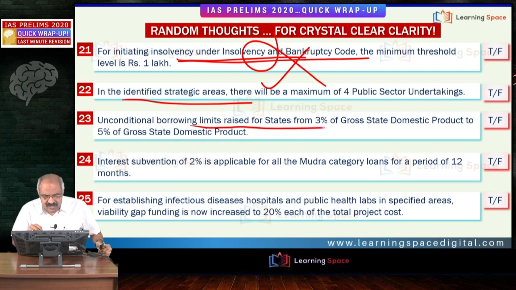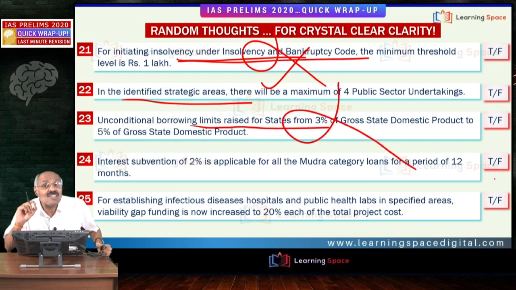Then, unconditional borrowing limits raised for states. This is absolutely wrong. Unconditional borrowing is raised from 3 to 3.5% of gross state domestic product. But beyond that, there are several conditions attached, certain reforms, electricity reforms, one nation one ration card, like that. So up to 3.5%, this is untied, or you can say there are no strings attached. Beyond that, there are conditions. Once they satisfy the conditions, beyond 4.5%, they can borrow up to 5%. Or you can say, beyond 4.5%, it is again untied. Or beyond 3.5%, 4 types of reforms are to be incorporated. They facilitate states to borrow 0.25 extra, something like that. So it is linked with the reforms.